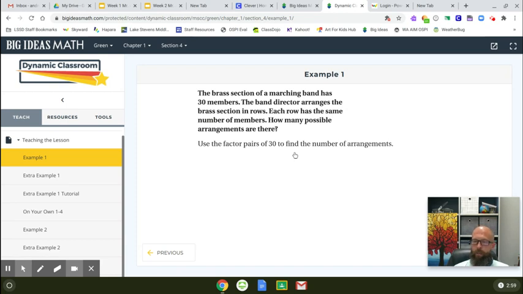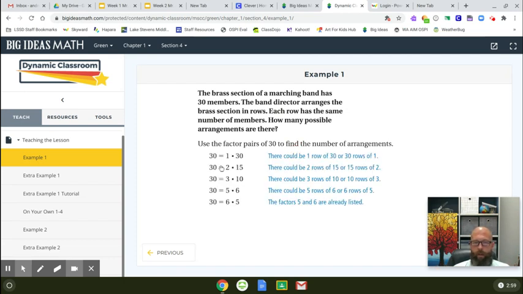Factor pairs means what two numbers multiply with each other in order to make 30. So I can think of like 1 and 30. So you have 1 times 30. There could be one row of 30 chairs. That's everybody could be in a line. You also have 2 times 15. That's a pair, and that equals 30. So you could have 2 rows of 15 or 15 rows of 2.